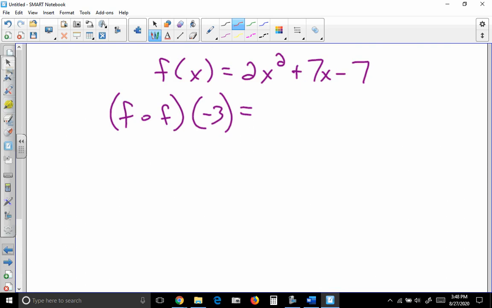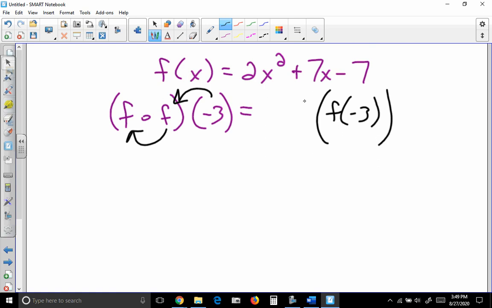This one we only have one function, but we have the composition of a function with itself. But it works the same way once you understand what composition is. So this value goes into this function, the answer goes into that function. So -3 is going to go into the inside function called f. That answer goes into the outside function, which is also f. So we need to find f of -3.